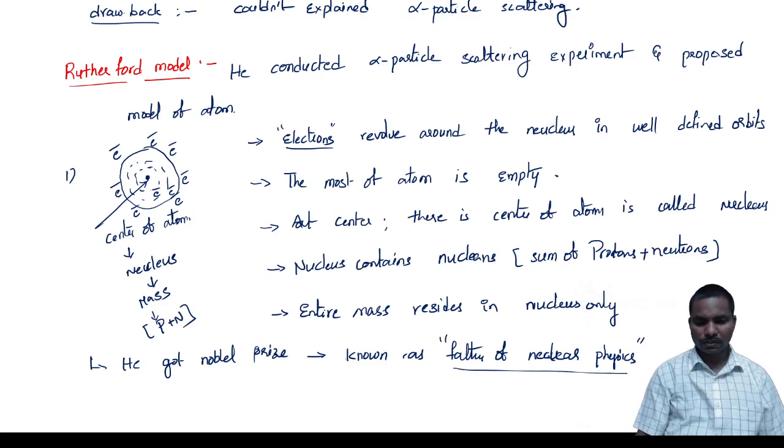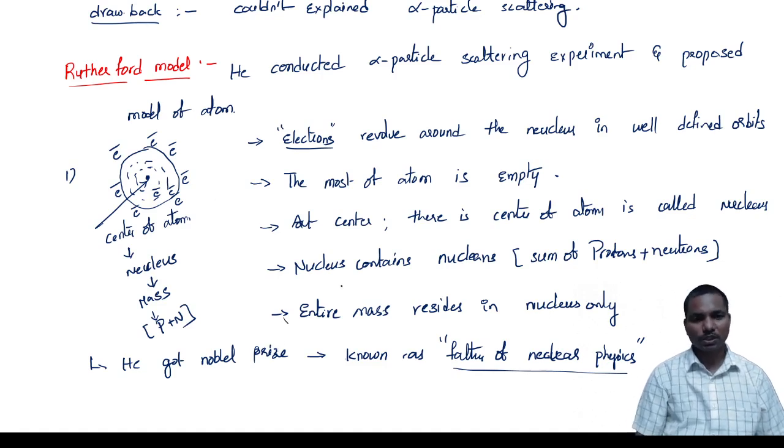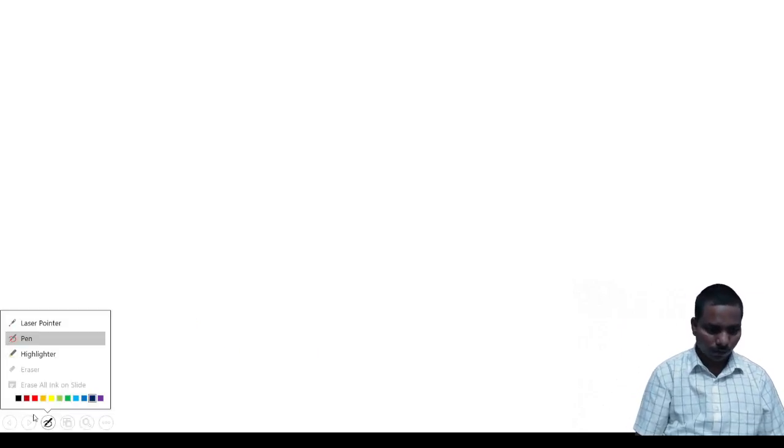Father of nuclear physics. And its drawback: he also said the atoms are stable, but in real case the atoms are not at all stable. So that's why this Rutherford model was also discarded, and after him Bohr's atomic model was proposed.